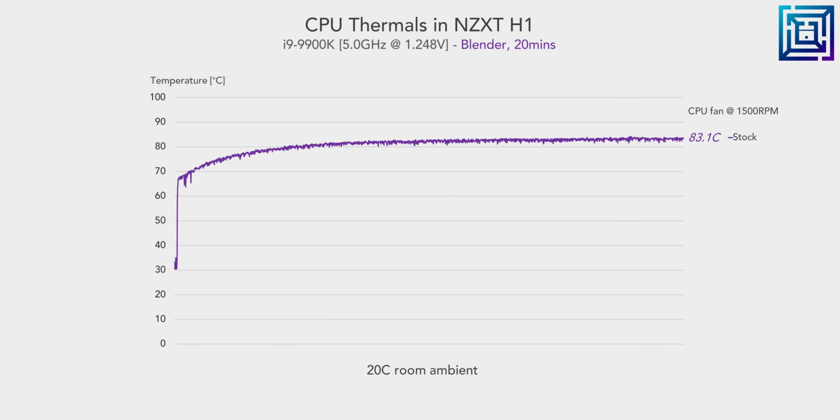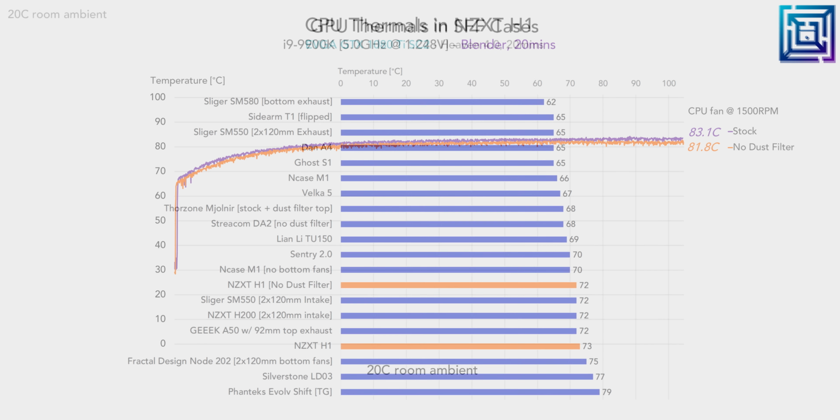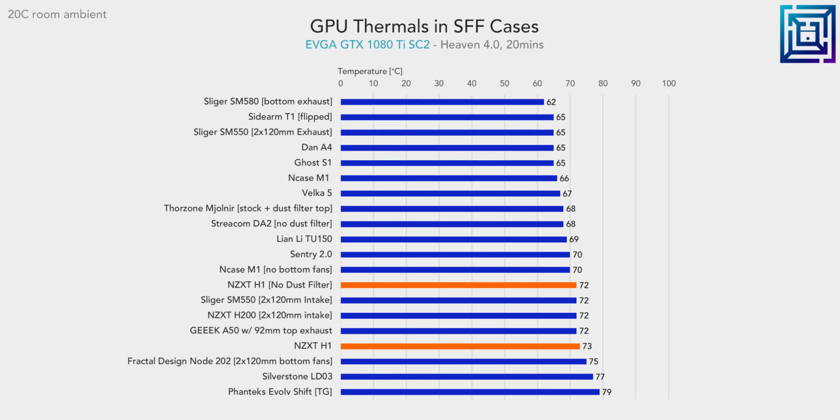Also, I didn't find the dust filters too restrictive either, thankfully, and it's probably best just to keep them on unless you want the absolute best thermal performance possible. Overall, we're looking at an improvement of around 1.5 degrees C for CPU thermals by removing the filter, certainly not much really. But moving on to GPU thermals, the NZXT H1 proves to be one of the warmer ITX cases that I've tested.